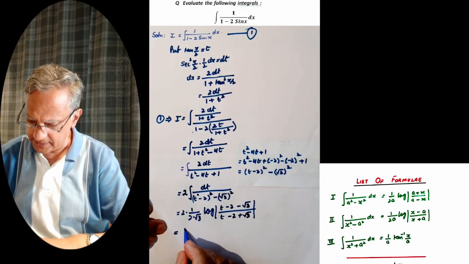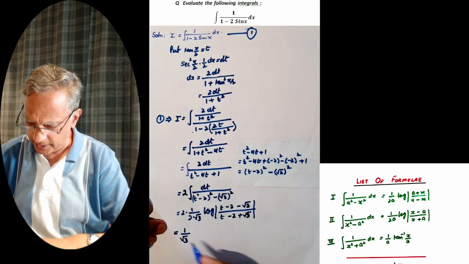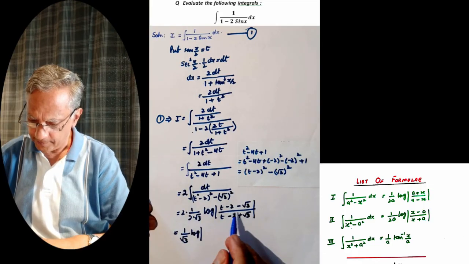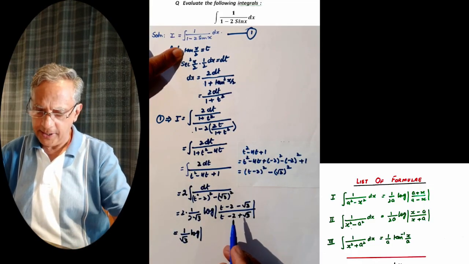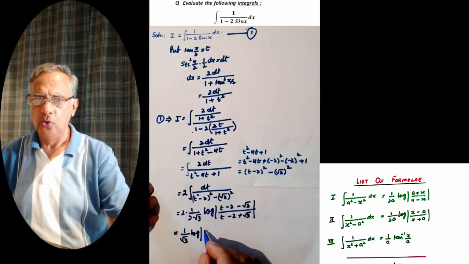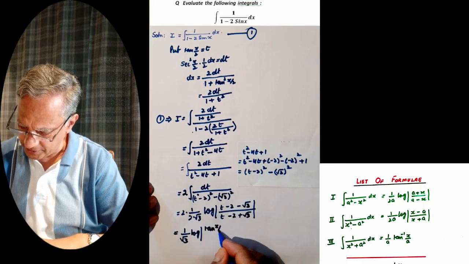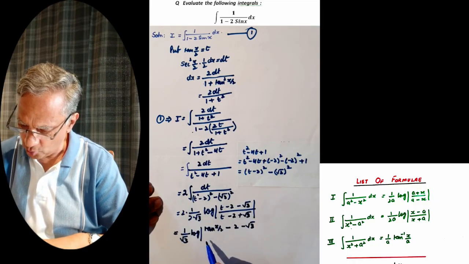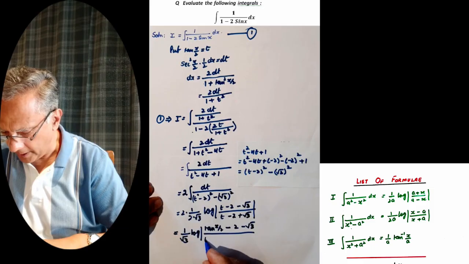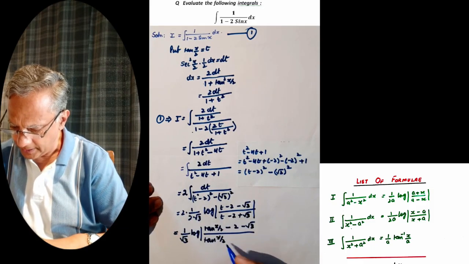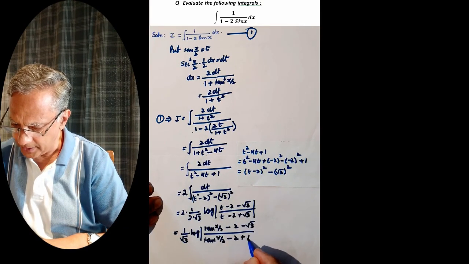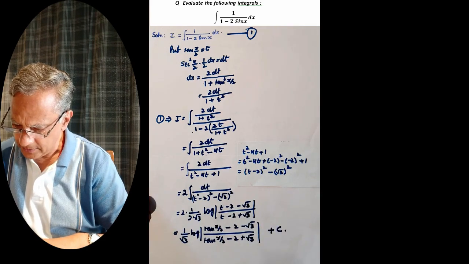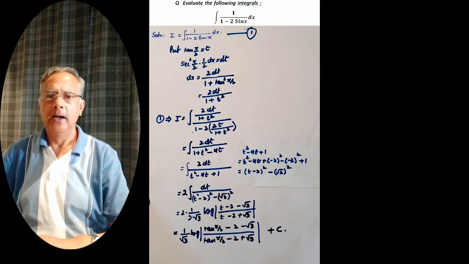And this can be written as, 2 cancels, 1 by root 3 log of t. How much is t? T is tangent x by 2. So this is tangent x by 2 minus 2 minus root 3 whole divided by tangent x by 2 minus 2 plus root 3, plus c. So this is the answer.